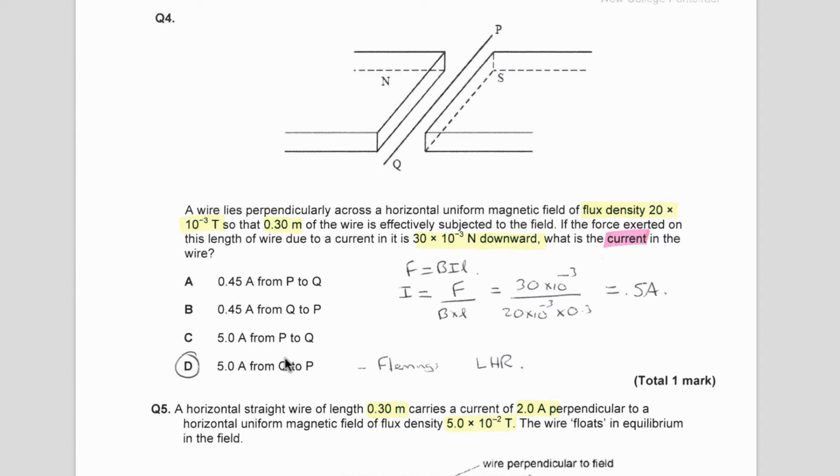So therefore the answer is either C or D. We now need to try and work out whether the current goes from P to Q or Q to P, and to do that we have to use Fleming's left-hand rule. So we point our first finger from north to south, so that goes along there. We know that the force is a downward force, so you point your thumb downwards, so you rotate your hand around so it's pointing downwards, and so therefore your second finger, which is the current, is basically going into the paper. So in other words, it's going in this direction, so it goes from Q to P. So therefore the answer is D.